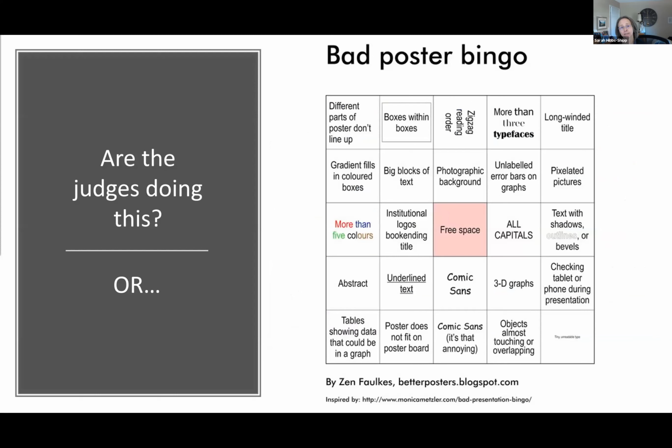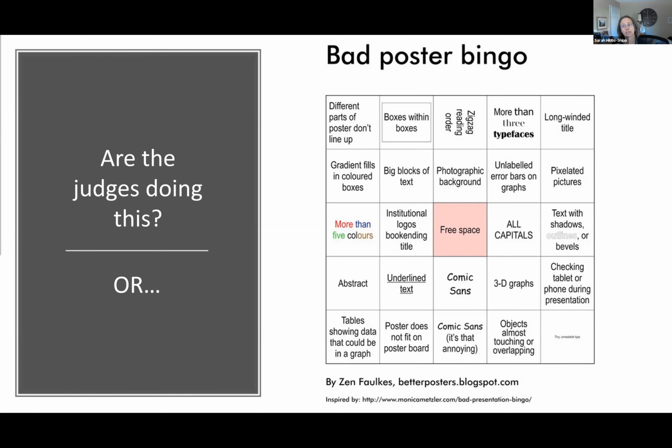So the other thing you don't want is inconsistency. You really do not want the judges doing this: bad poster bingo. Comic Sans, it's on here twice because it is really annoying. 3D graphs, text with shadows, outlines, where it's really challenging to read, more than 5 colors. We do not need you to put your abstract on the poster. Please don't put the abstract on the poster.